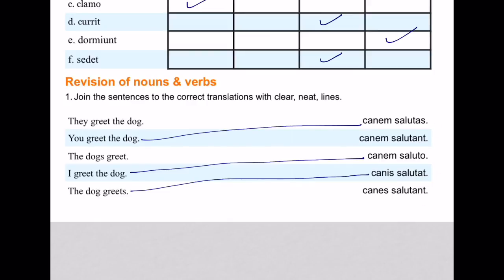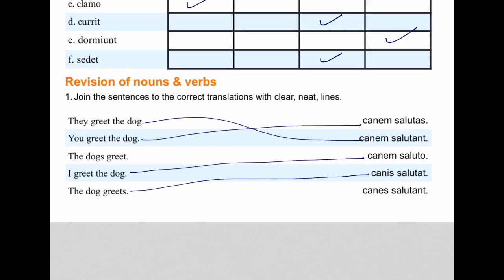Now, let's think carefully. This one, canem salutant, that means they greet, and canem is accusative singular. So that must mean the dog is the object, one dog, and the object. So that must be 'they greet the dog'. And hey presto, we have one over here, so let's do that.